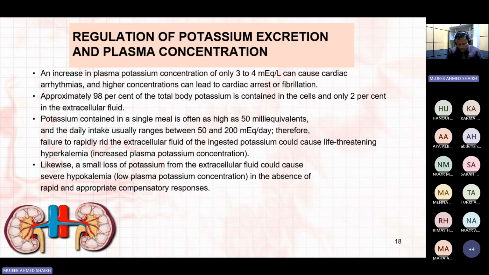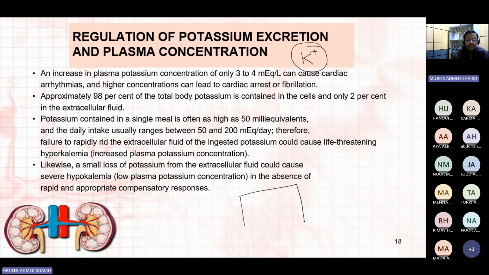Another important ion present in the filtrate, after sodium, is potassium. What is the function of potassium in our body? Important to the heart. Why? I will say it is important to the brain or the nervous tissue. You will agree with me or no? Yes.